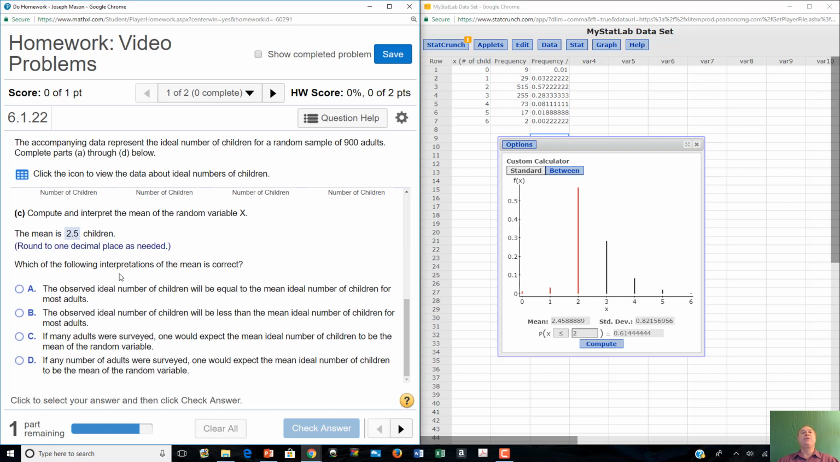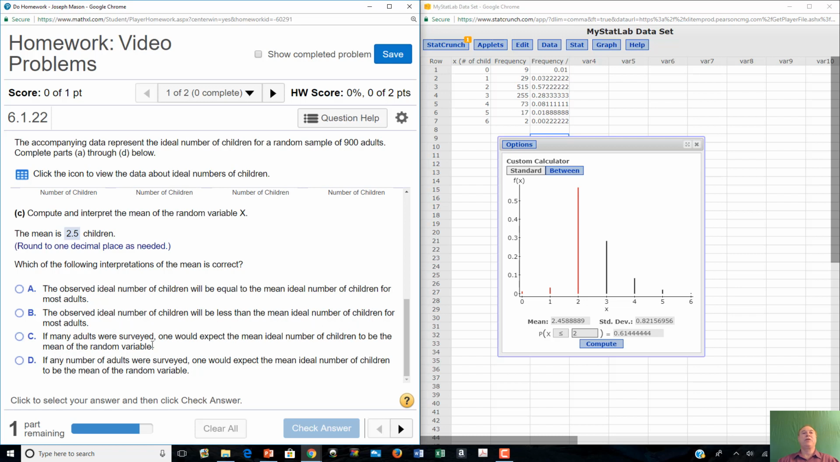Now, which of the following interpretations of the mean is correct? In this case, the observed ideal number of children will be equal to the mean ideal number of children for most adults. The observed ideal number of children will be less than the mean ideal number.